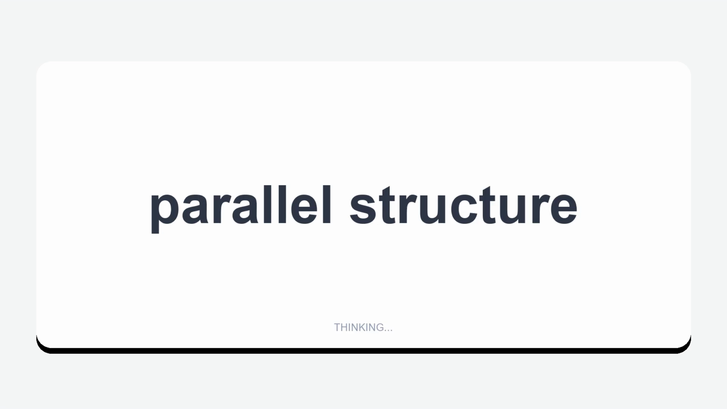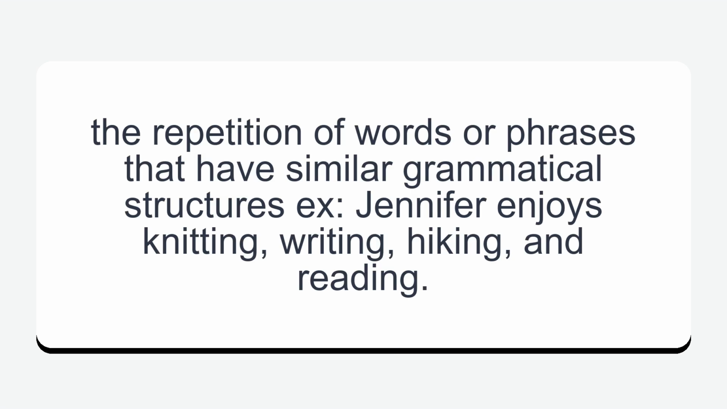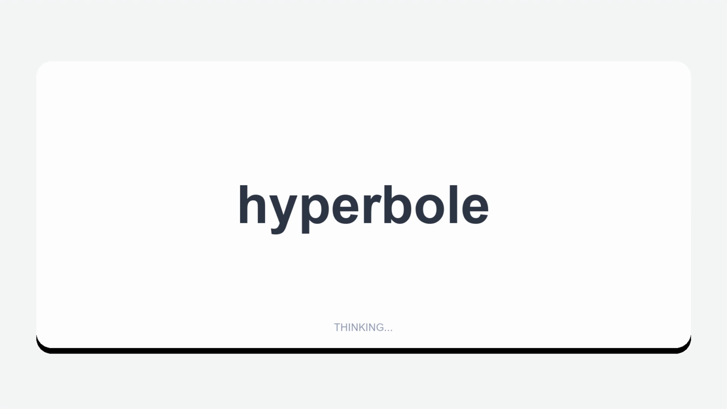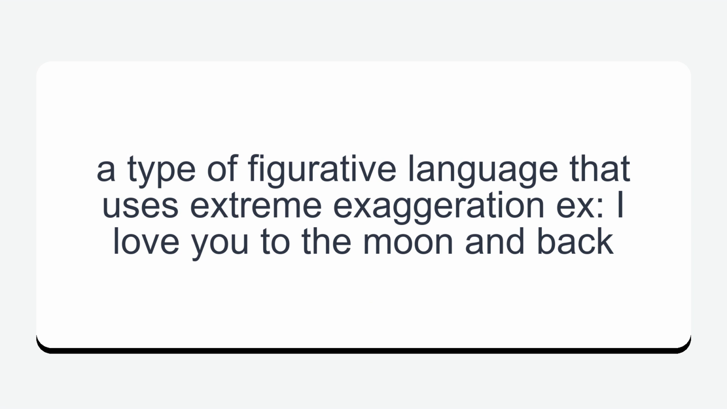Parallel structure: the repetition of words or phrases that have similar grammatical structures. Jennifer enjoys knitting, writing, hiking, and reading. Hyperbole: a type of figurative language that uses extreme exaggeration. I love you to the moon and back.